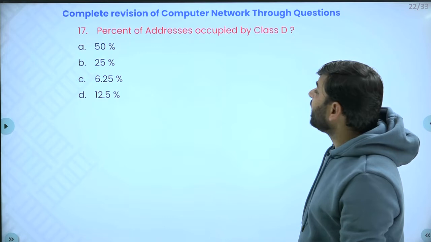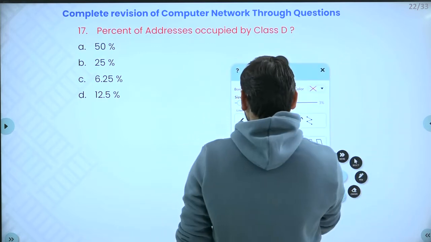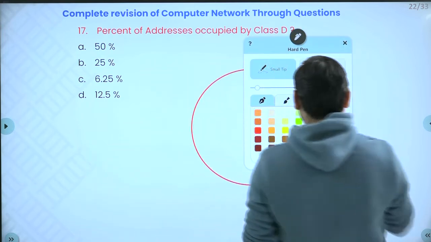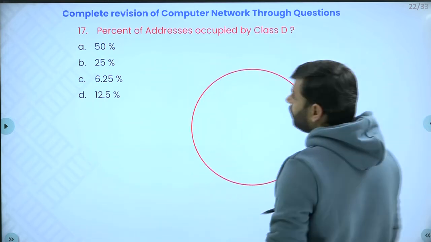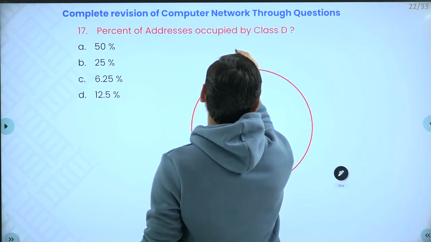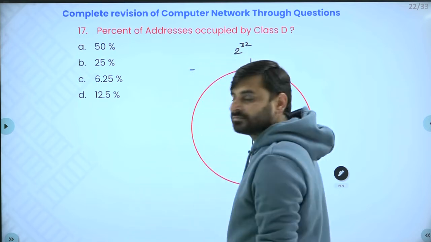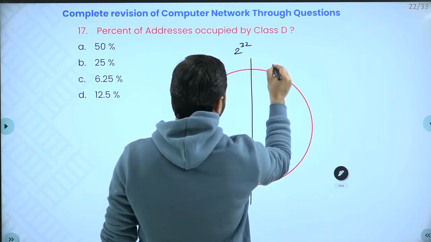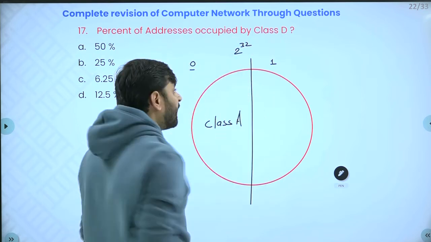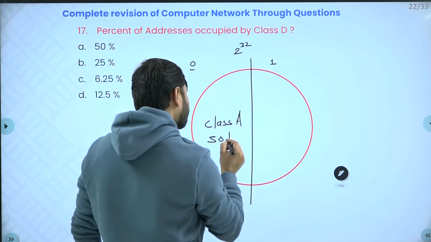Question number 17. What percentage of addresses is occupied by class D? So actually, my dear friends, we know that the number of IP addresses in IPv4 is 2 power 32. If I choose 1 bit, it is divided into 2 parts. In one part this bit is 0, in the other this bit is 1. This space is reserved for class A. Out of the total 2 power 32, this is half, so 50% of IP addresses are assigned to class A.